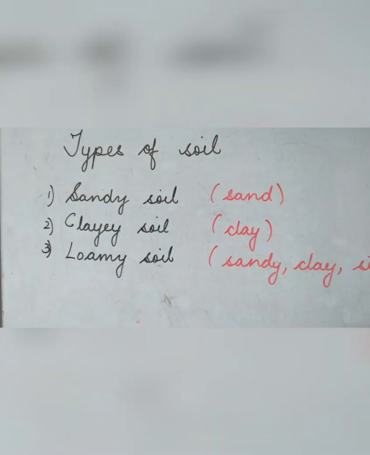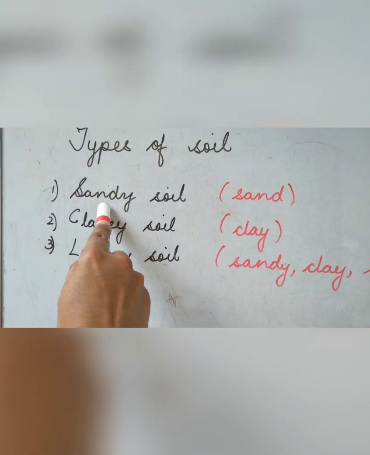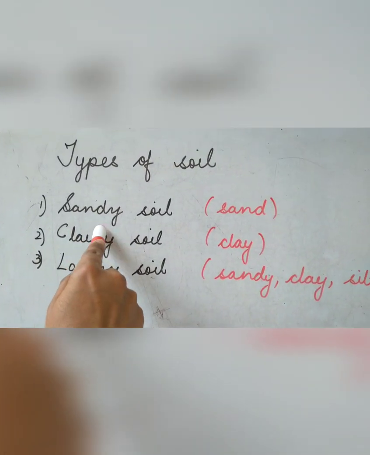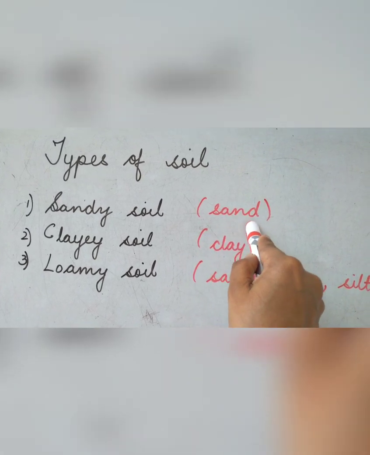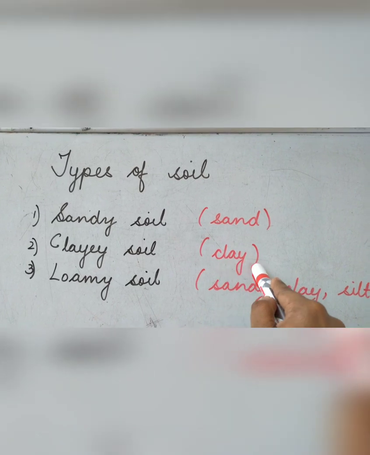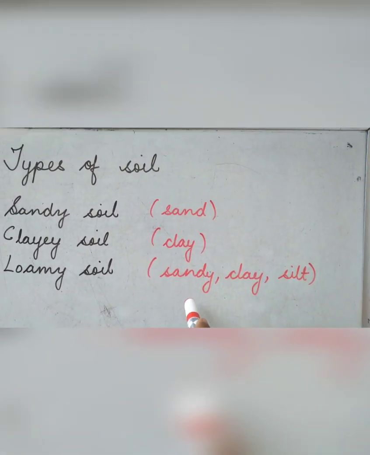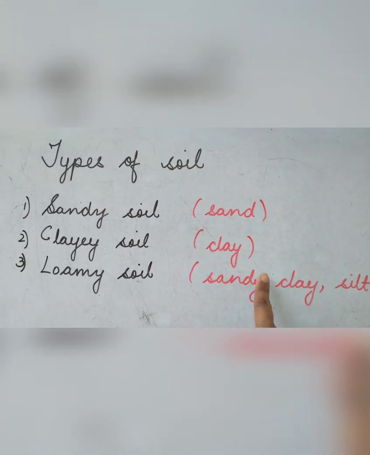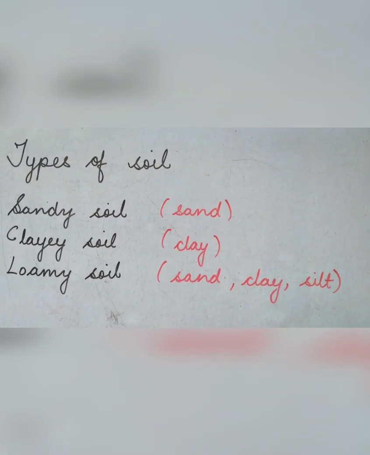Types of soil. There are three types of soil, and they are sandy soil, clay soil, and loamy soil. As the name suggests, sandy soil will have a high proportion of sand. Clay soil will have a high proportion of clay. And loamy soil will have all the three particles in equal proportion. That is sand, clay, and silt.